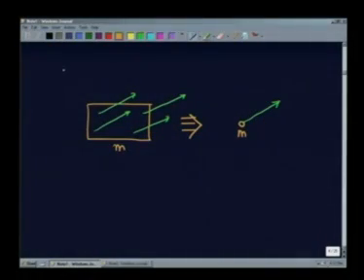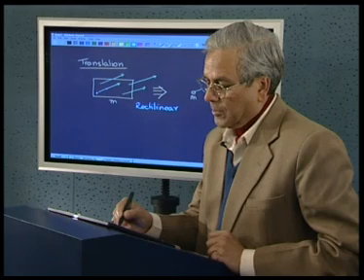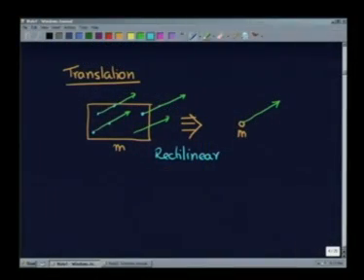This is pure translation. Now, translation can again be of two types. This is a translation which we call rectilinear translation. Why? Because we find the path of each particle is in a straight line. That means, it was here, it has gone there; it was here, it has gone there; it was here, it has gone there.